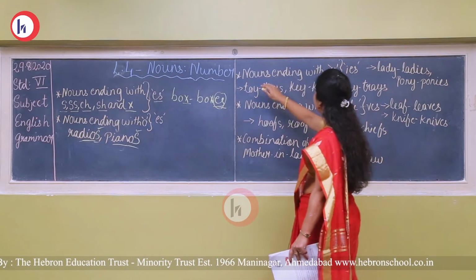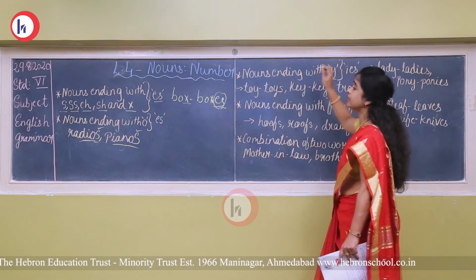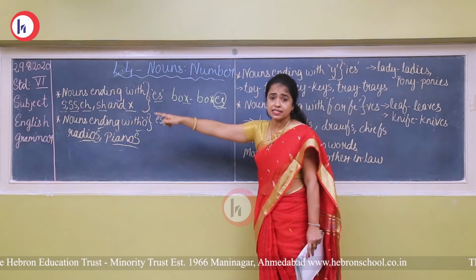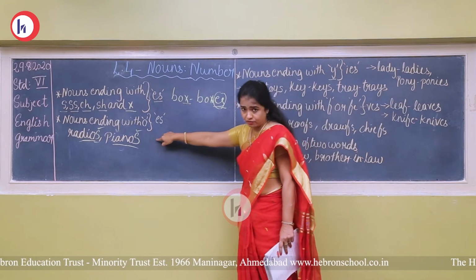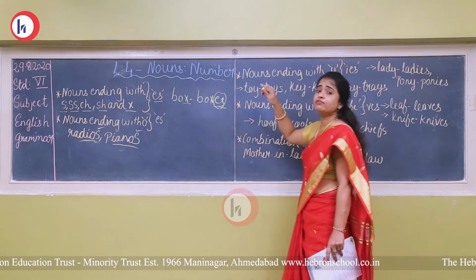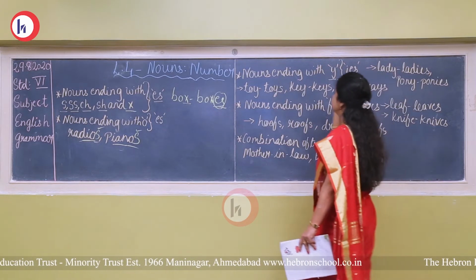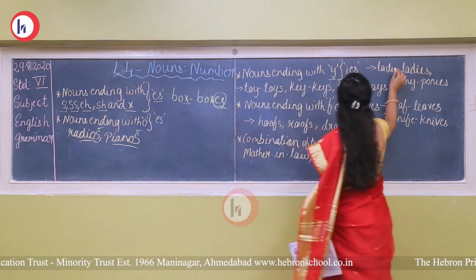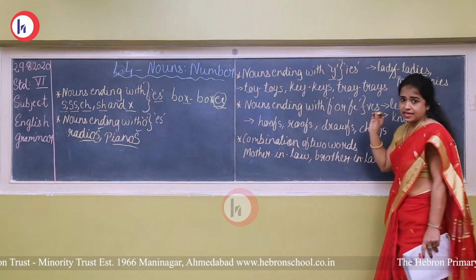Now, nouns ending with Y. We learned about the nouns ending with S, double S, CH, X, and then we learned about the nouns ending with O. But now what if your noun is ending with the letter Y? Then you just need to omit the letter Y and instead you will put IES.